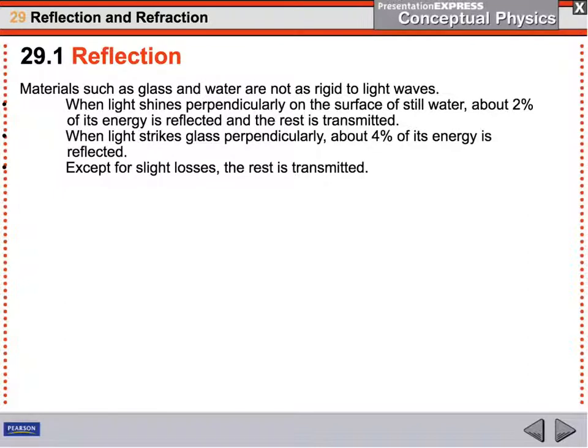Materials such as glass and water are not as rigid to light waves. When light shines perpendicularly on the surface of still water, about 2% of its energy is reflected, and the rest is transmitted. When light strikes glass perpendicularly, about 4% of its energy is reflected. Except for slight losses, the rest is transmitted.